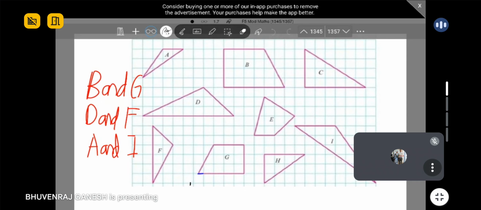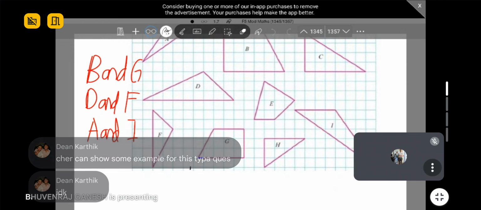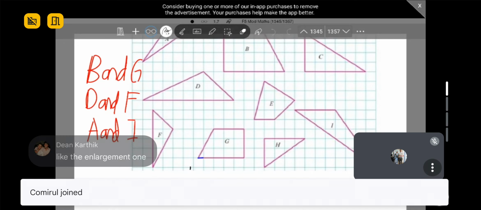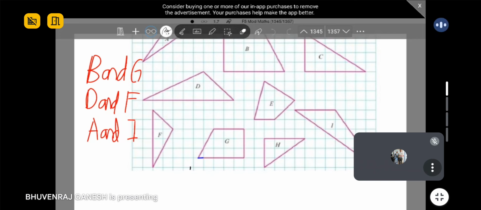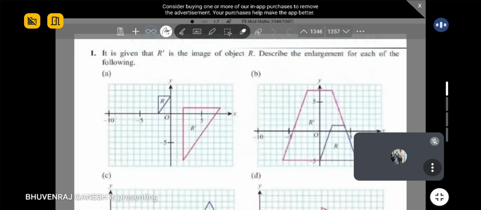Why? What do you mean? Anything happen? Can show some example. Wait, guys. Sure, can show me some example for this type of question, like the enlargement one. Okay, this is the example. We're going to discuss now. So focus lah. Now we're going to talk about this.